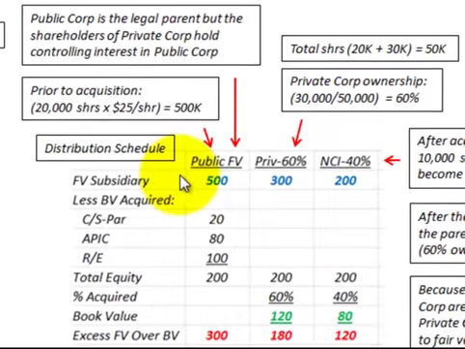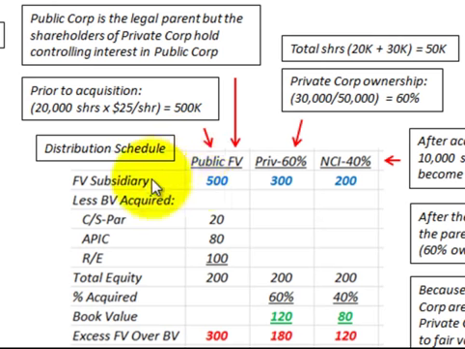Okay, looking at our distribution schedule. First, to determine the fair value of the public corporation. Now, the public corporation is going to be the legal parent, but the shareholders of the private corporation are going to be the controlling interest in the public corporation after this acquisition. So prior to the acquisition, the public corporation had 20,000 shares outstanding times a market price of $25 per share, and that would equal $500,000. So the value of the public corporation was $500,000.